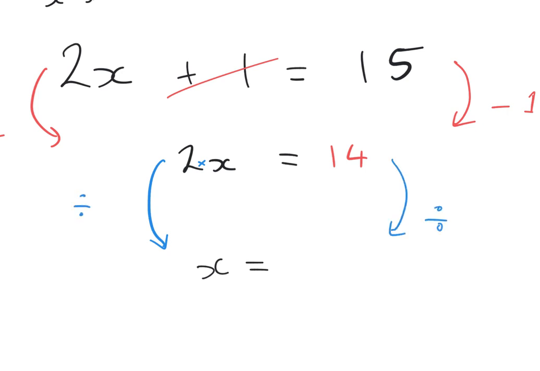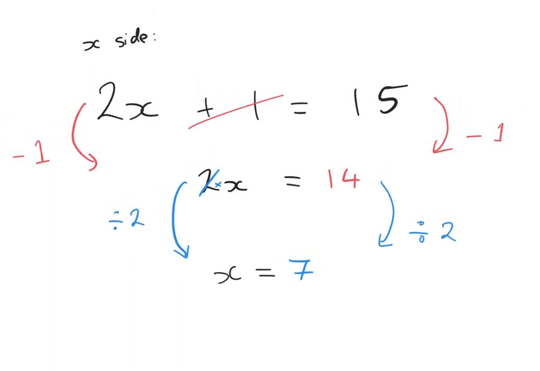And we're going to divide by the 2, because that is going to get rid of it. Okay, we divide by the 2, and we get x is equal to 7, because 14 divided by 2 makes 7. You could put your number back in to check. So 2x, so 2 times 7 is 14, plus 1 makes 15. So we know we're correct.